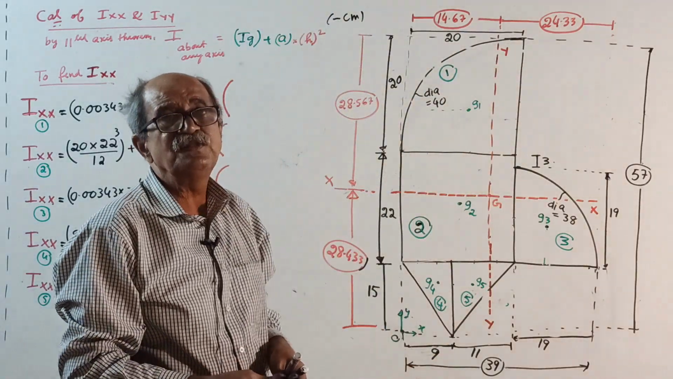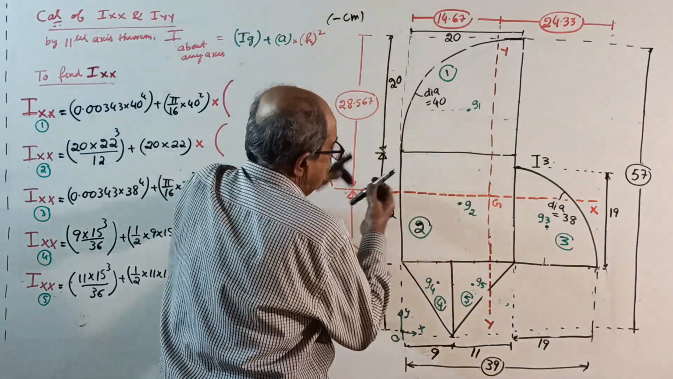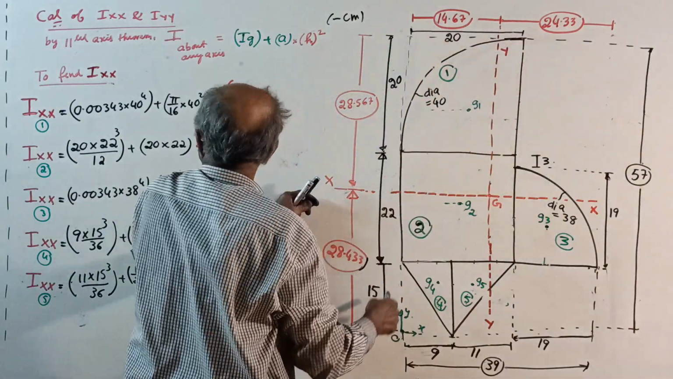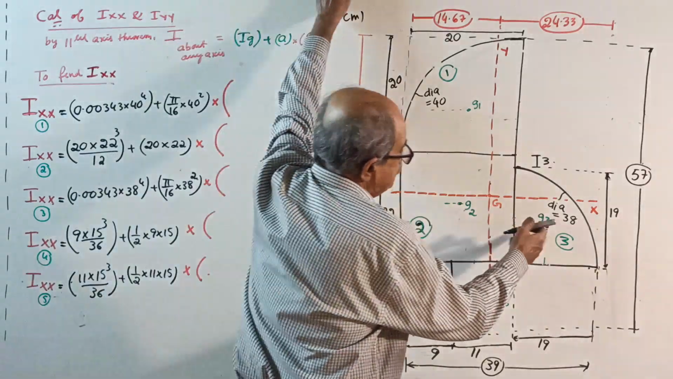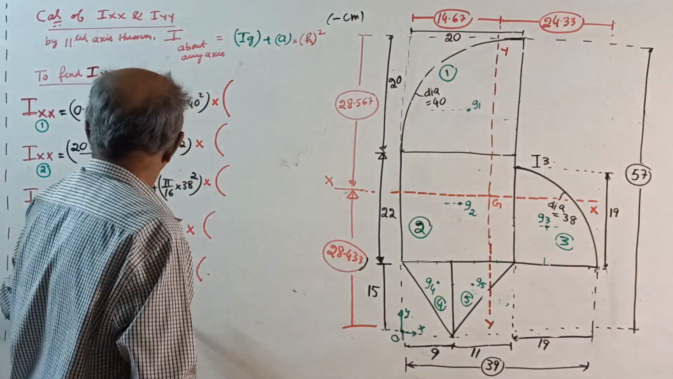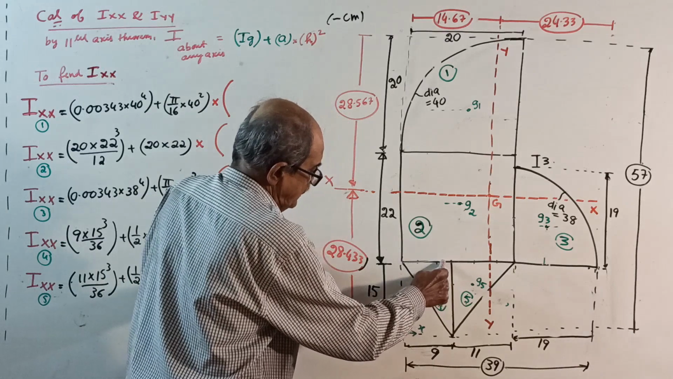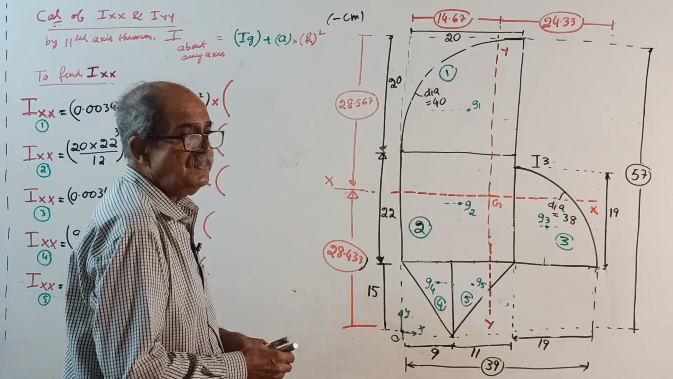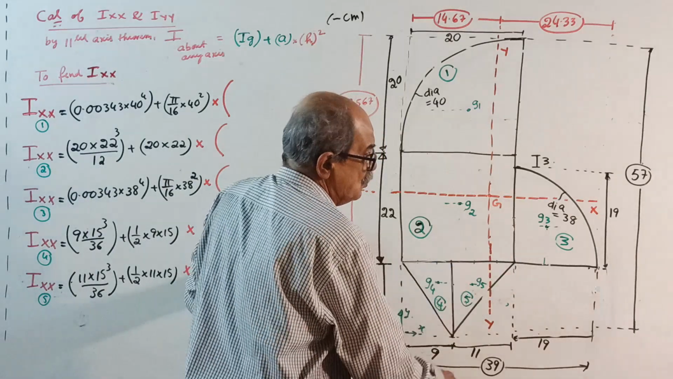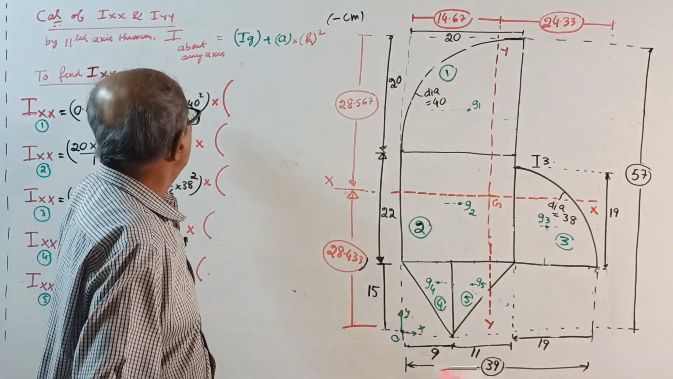So 0.00343 into 40 power 4. When you go for 2, its Ig, its own axis is base 20 into 22 cube divided by 12. For 3, Ig, quadrant once again, 0.00343 diameter power 4. Here, Ig, parallel side is 9, 9 into 15 cube by 36. For this one, Ig, 11 into 15 cube by 36. So Ig is clear. But you should do horizontally one by one.